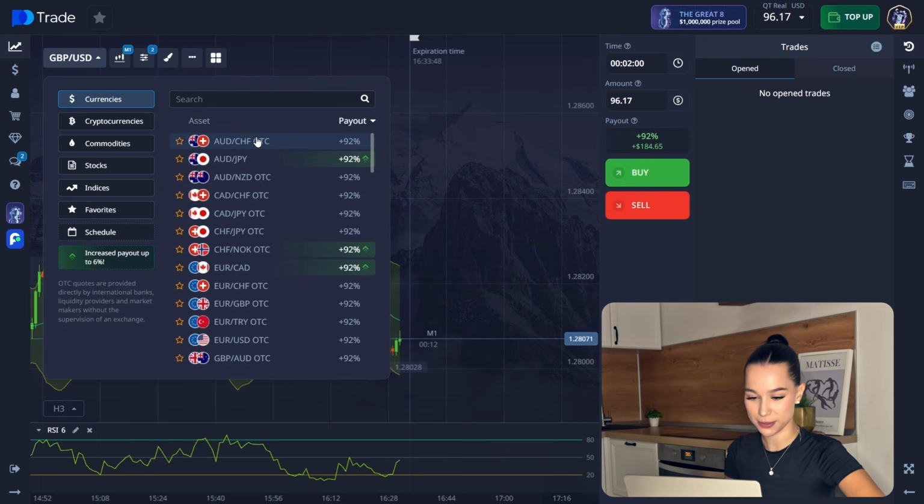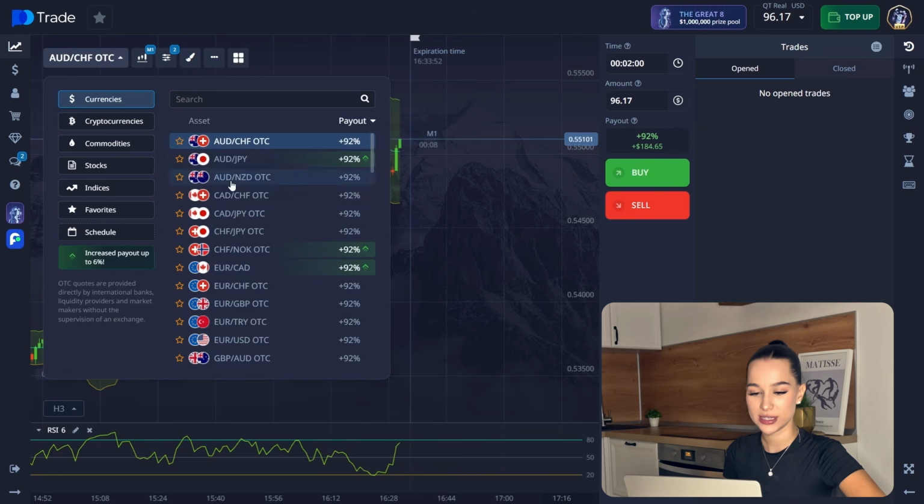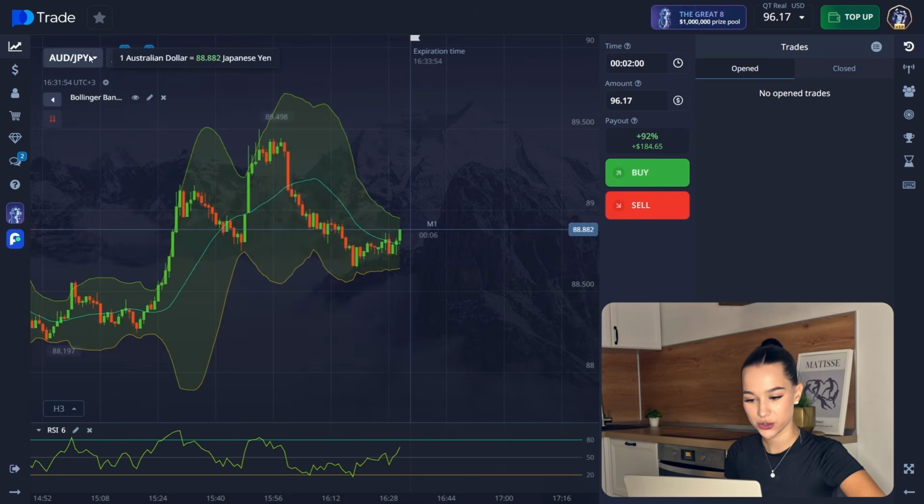Okay, now everything will be so much faster. We will increase our deposit because from $1 it's kind of hard actually to do. So let's see. Let's find something more interesting.